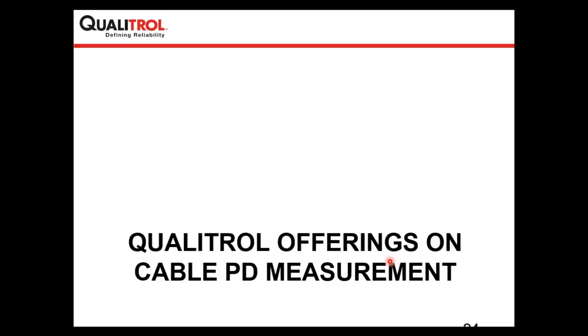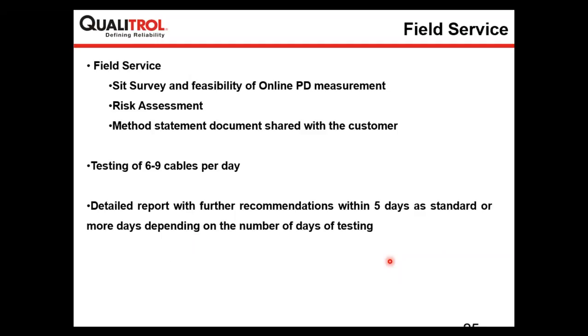So from the Collateral side, we can perform online partial discharge measurement, and we give the following services. First of them is the field surveys. In the field surveys, we can perform the site survey and the feasibility of online partial discharge measurement. If there is any risk involved, we can do the risk assessment, and we share the methodology of performing online partial discharge measurement. On average, 6 to 9 cables, 3-phase cables, can be tested per day. Then after the test, a report will follow up and we will give our recommendations and findings about the site survey.